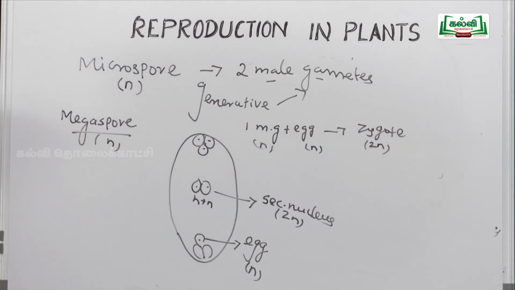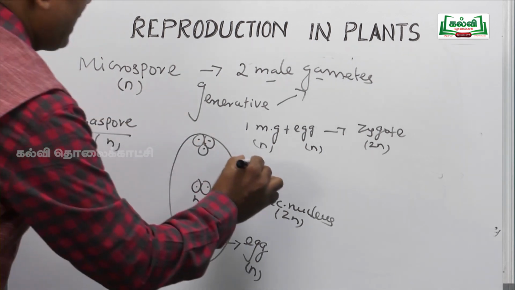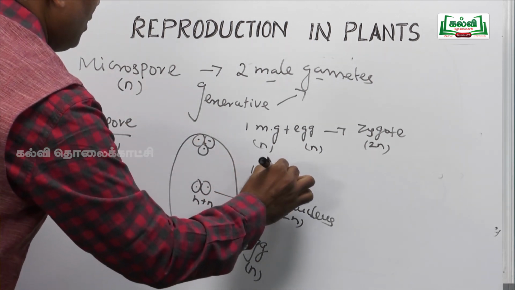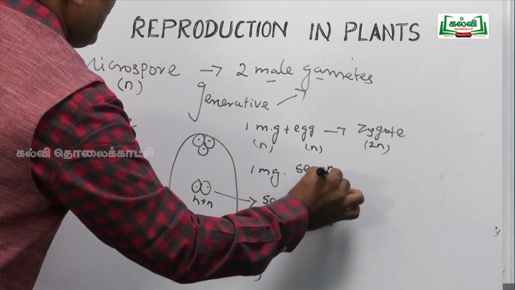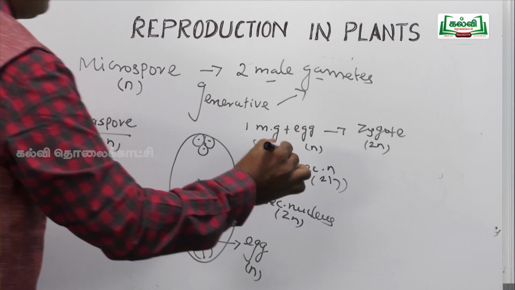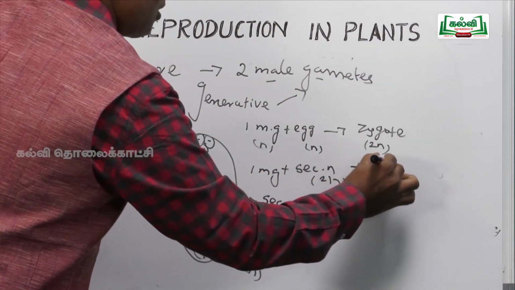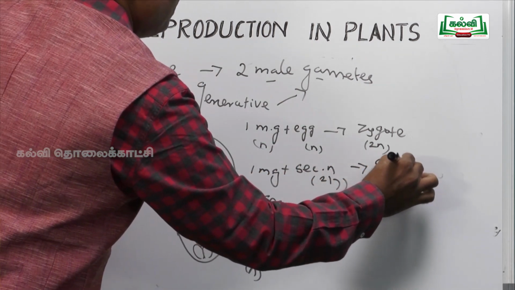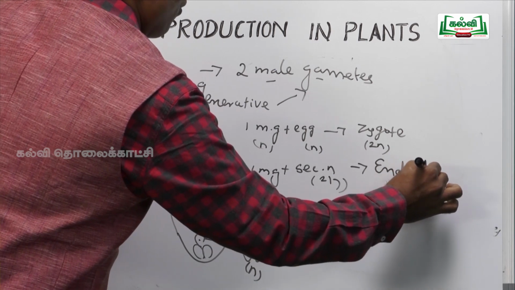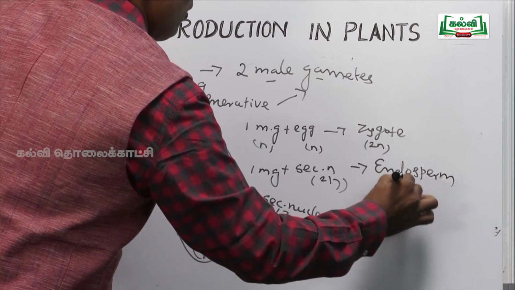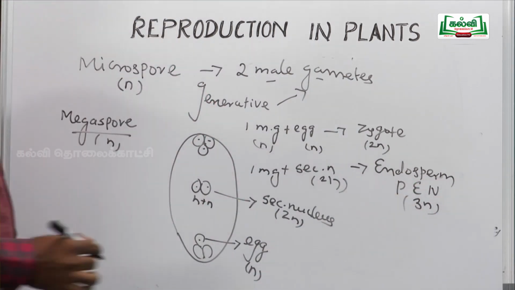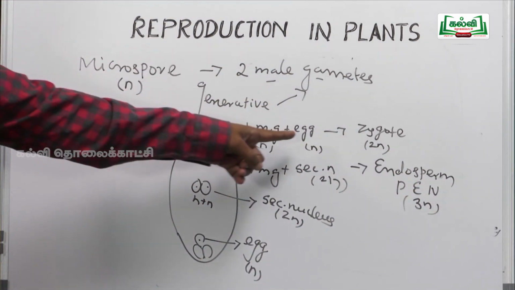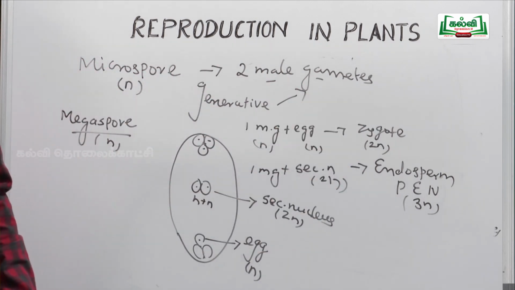This is one fertilization. Another male gamete fuses with the secondary nucleus, which is diploid in nature, to form triploid endosperm, or what we call the primary endosperm nucleus, 3N.